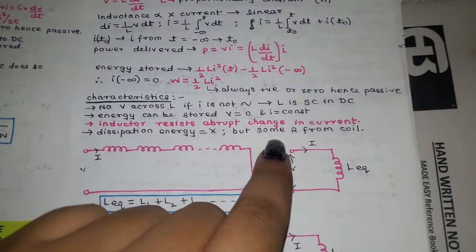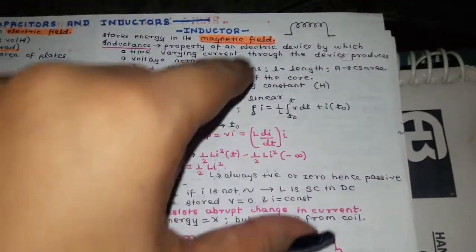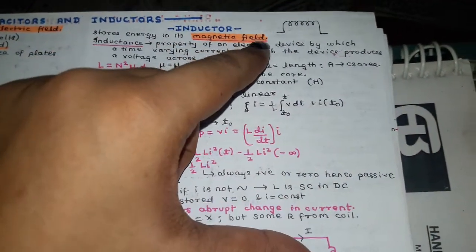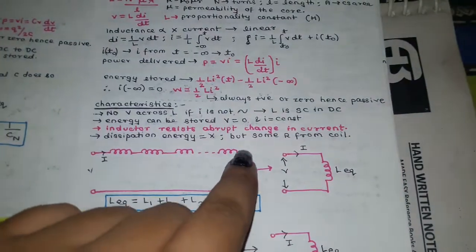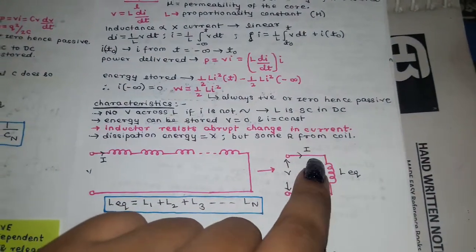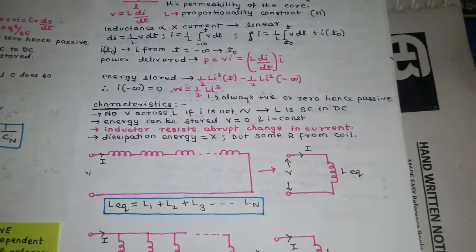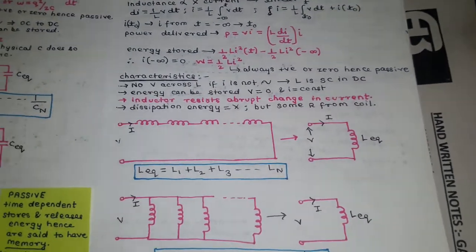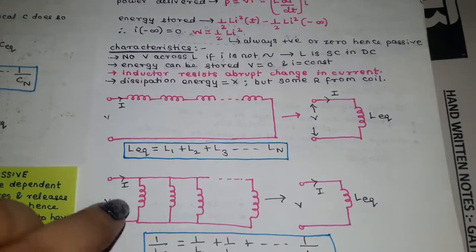Dissipation of energy: because some resistance is there from the coil, since you are making an inductor out of a metallic coil, it is bound to have some resistance, so it also dissipates some energy. A practical inductor dissipates some energy, but ideally we take into consideration that it is not a dissipative element.